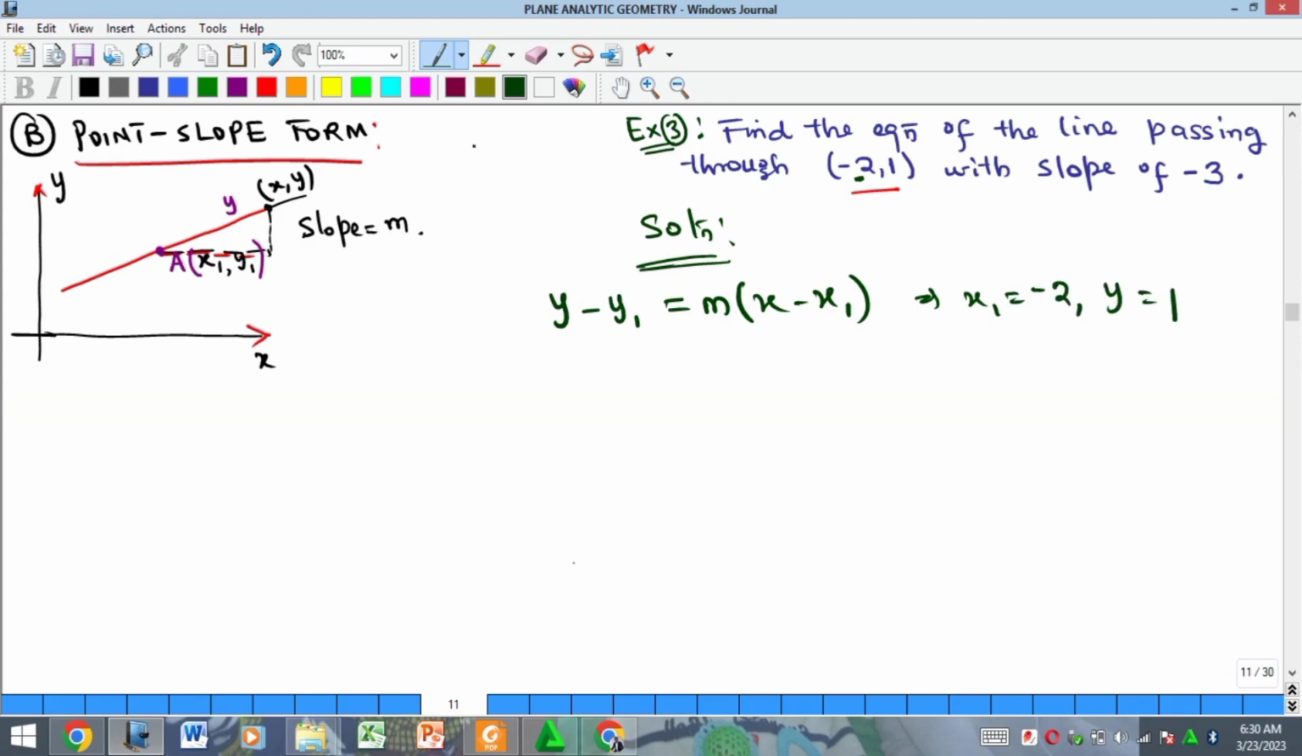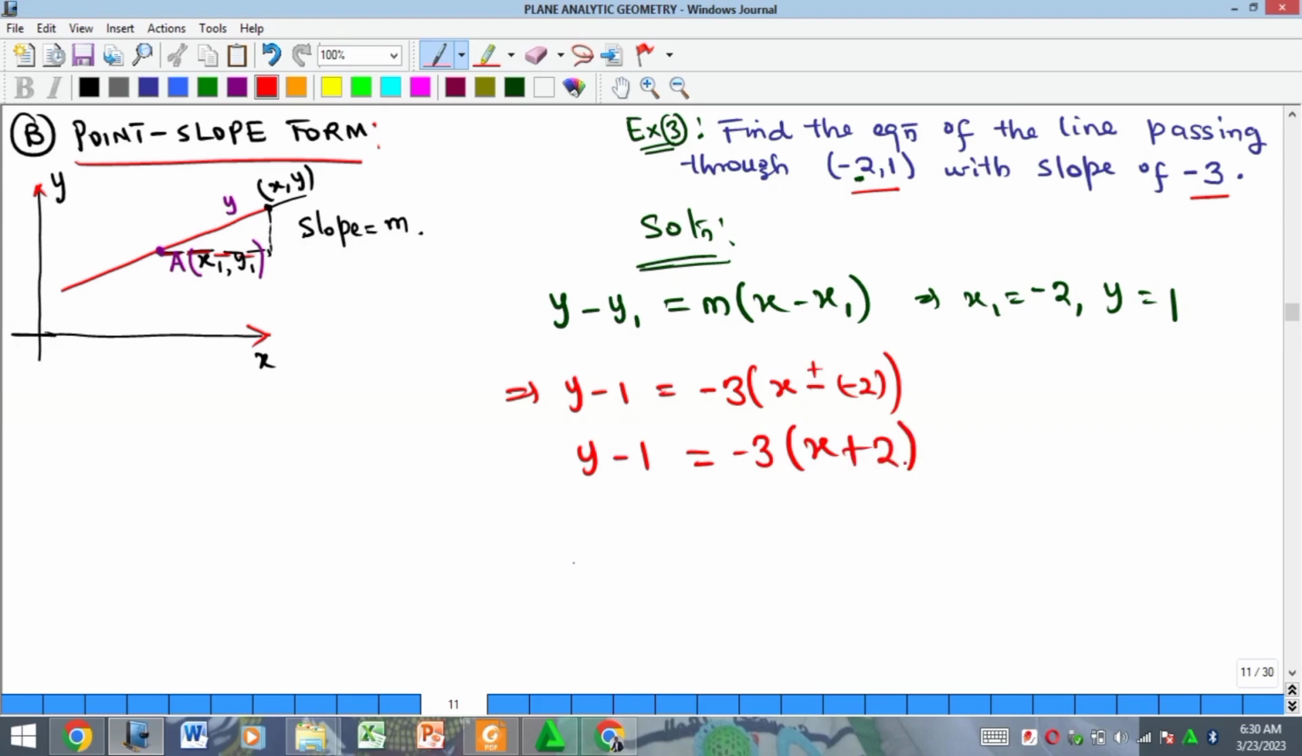1. Okay, so I'm going to substitute now. If I do that, I will have y minus my y1, which is 1, is equal to the slope. My slope is minus 3, given here, and that is into the bracket of x minus my x1, which is minus 2, right? So if I now simplify this equation, the negative 3 is going to change to plus, so I'll have x plus 2. And what do I get now? y minus 1 is equal to, opening this bracket, minus 3x minus 6.